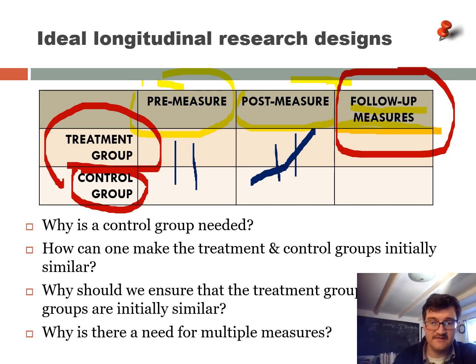But it's quite difficult to come up with specific ways to do this, because a lot of times we can't just randomly assign people in a real work setting. And why should we ensure that the treatment and control groups are initially as similar as possible?